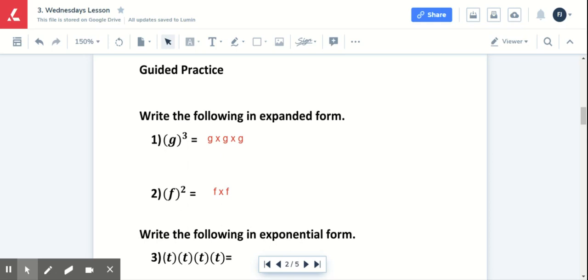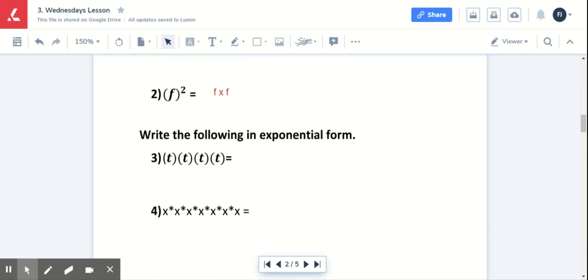Number 2, f to the second power. F times f is the correct answer. Write the following in exponential form. We're multiplying t by itself how many times? 1, 2, 3, 4. So what's our base? Our base is t. And what's our exponent? 4. So number 3 is t to the fourth power.